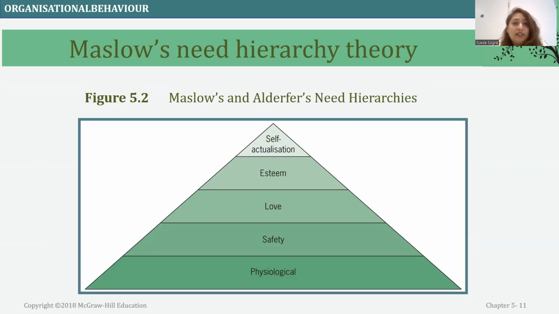If you start with Maslow's hierarchy of needs, there are basically five themes to it. The first, or the basic one, starts with the physiological needs, moving forward to safety needs, moving upward to love, esteem, and self-actualization.